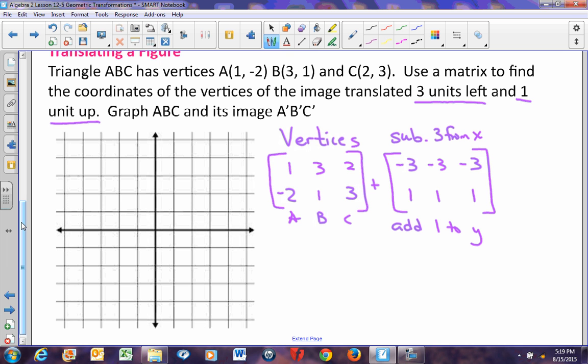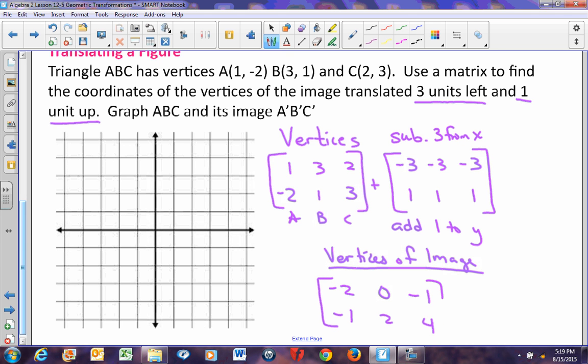Okay, so now we have the vertices of the image. Should look like this. 1 plus negative 3 is negative 2. 3 plus negative 3 is 0. 2 plus negative 3 is negative 1. Negative 2 plus 1 is negative 1. 1 plus 1 is 2. And 3 plus 1 is 4. So this is now my image.